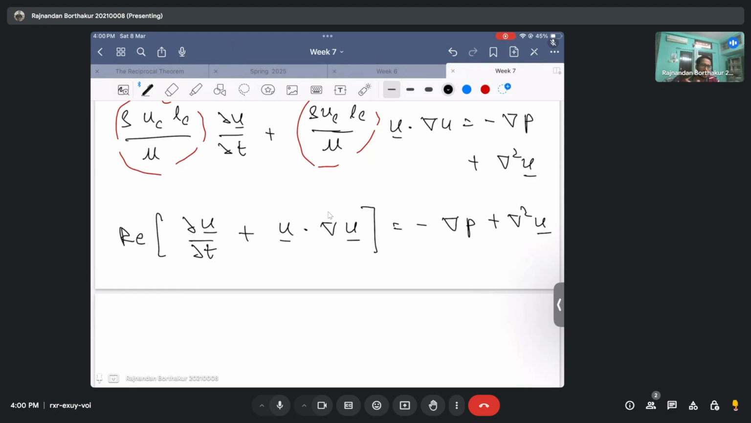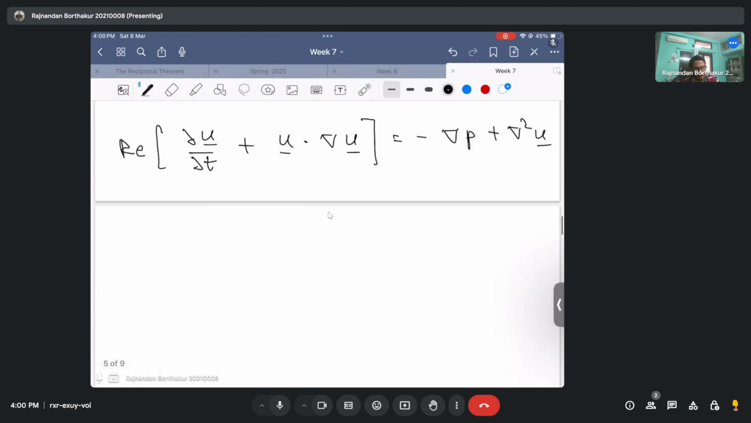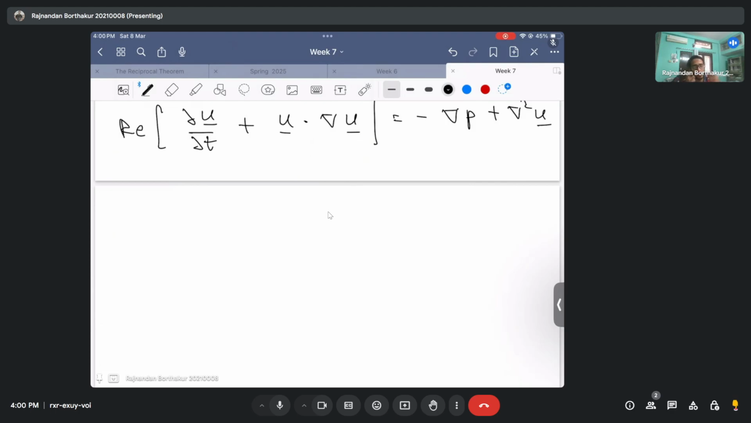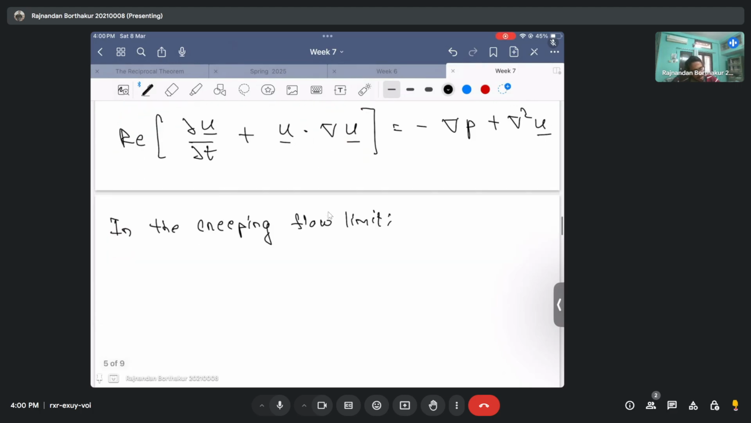In fact, this is what the momentum equation turns out to be if you non-dimensionalize using the appropriate scales that we just saw. Now the important thing is, there is this limit. In the creeping flow limit, I can say that my Reynolds number basically goes to 0.